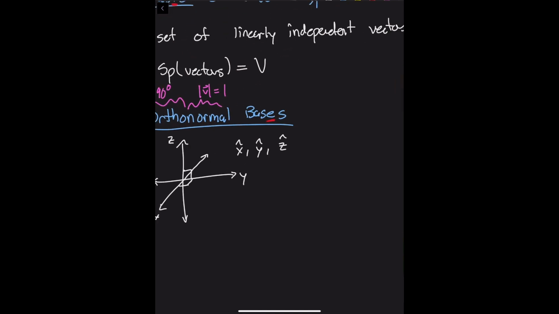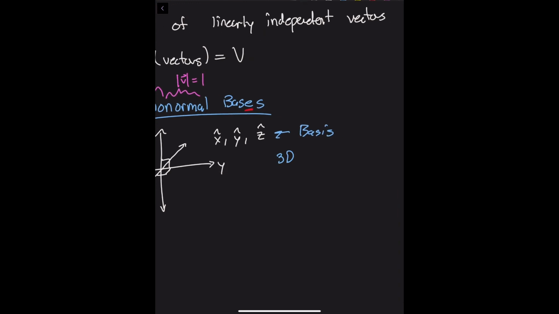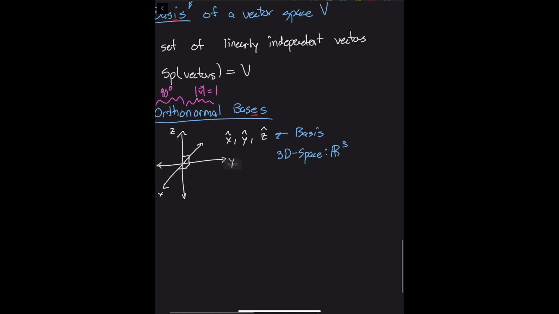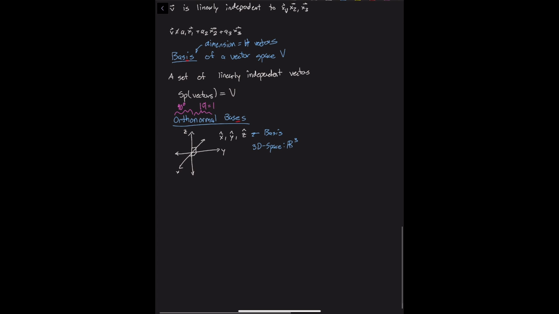So x hat, y hat, and z hat are a basis for 3D space, which you might sometimes see as R cubed. All right. Some other bases that you sometimes see are cylindrical coordinates or spherical coordinates if you've looked at Calc 3. Yeah. So now I want to talk about something called linear transformations.